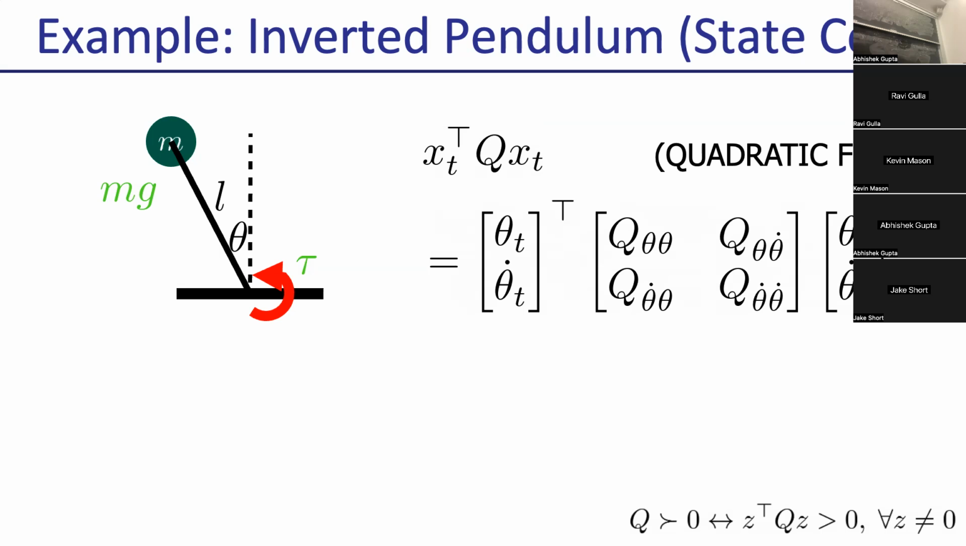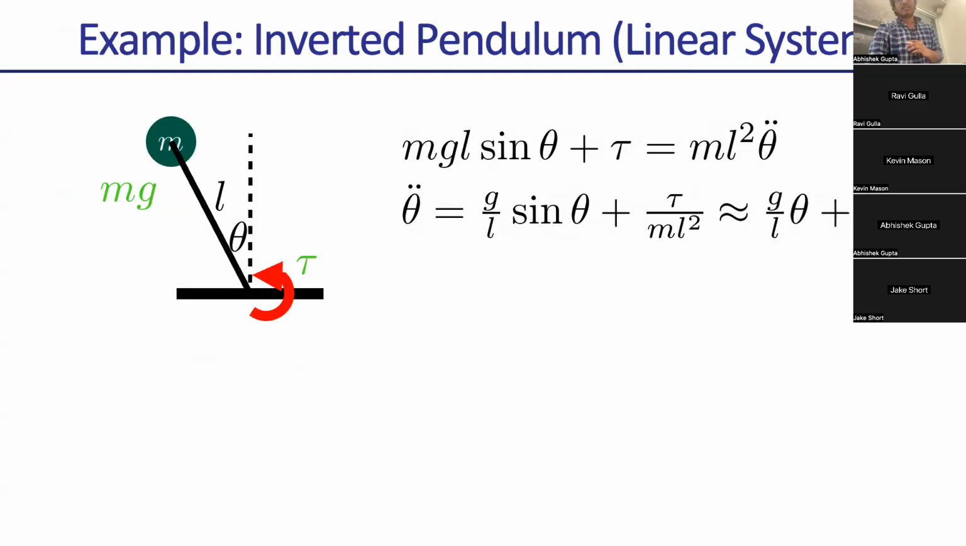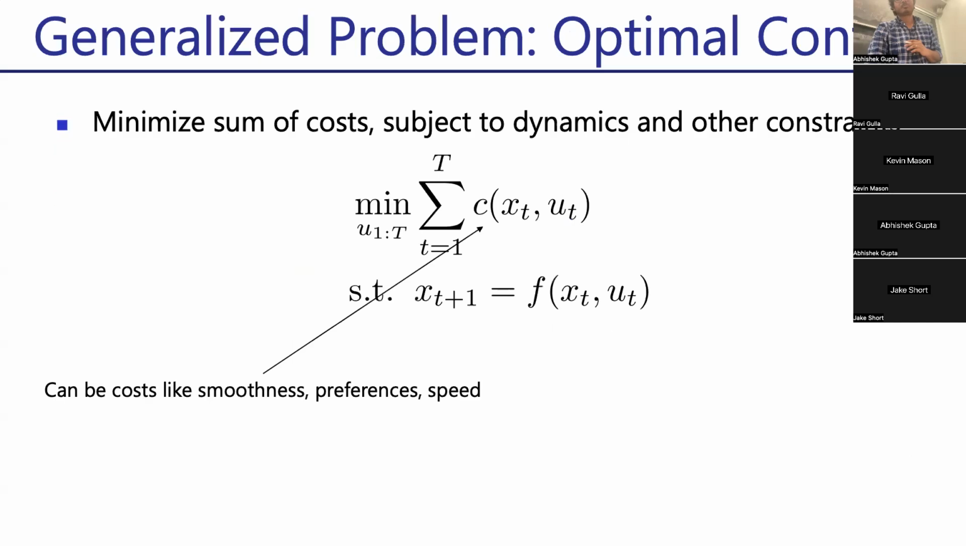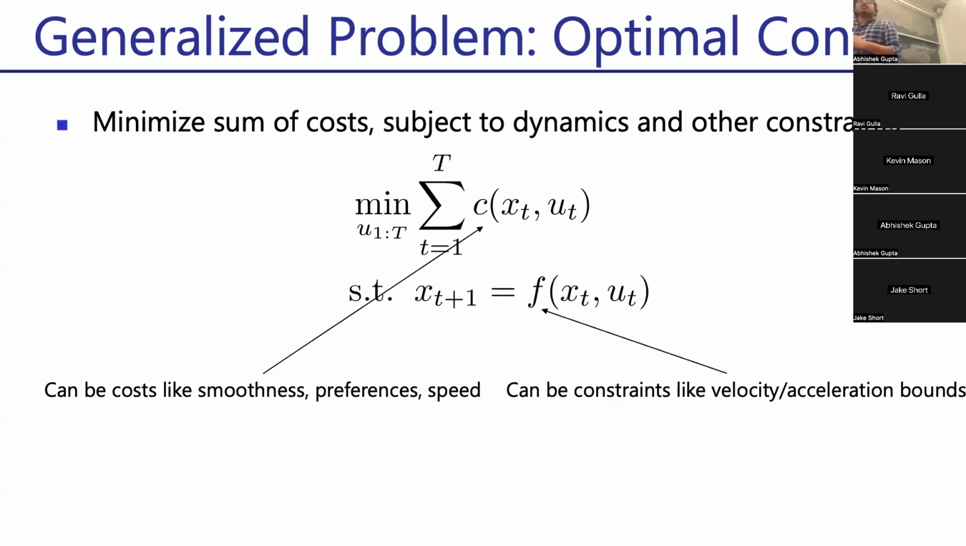Okay. Do we feel more clear about the problem definition? So C is given to you by a user, and F is a property of your system, right? So F is coming from physics, C is coming from the user, and you're trying to find the sequence of actions that minimize the cumulative cost.